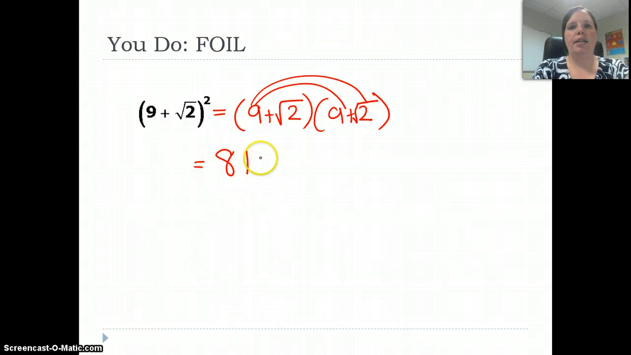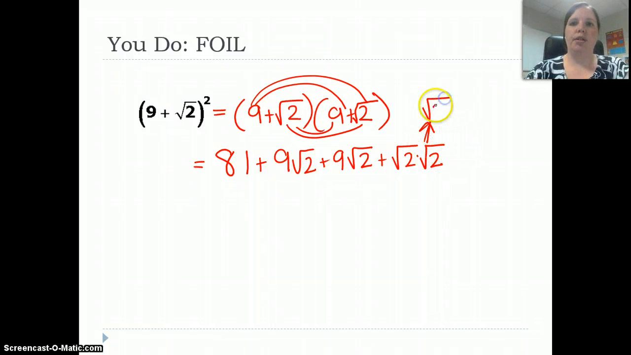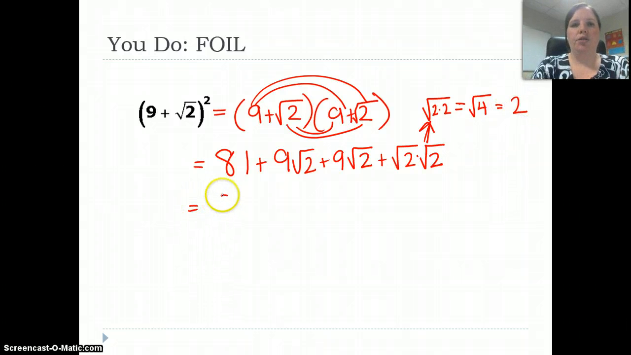So 9 times 9, 81. 9 times root 2 is 9 root 2. 9 times root 2 is another 9 root 2. And then the last one here is plus root 2 times root 2. So root 2 times root 2 is really root 2 times 2, because the product rule says I can put them under the same square root, root 4, which is actually 2. So I have 81 plus these two like radicals.